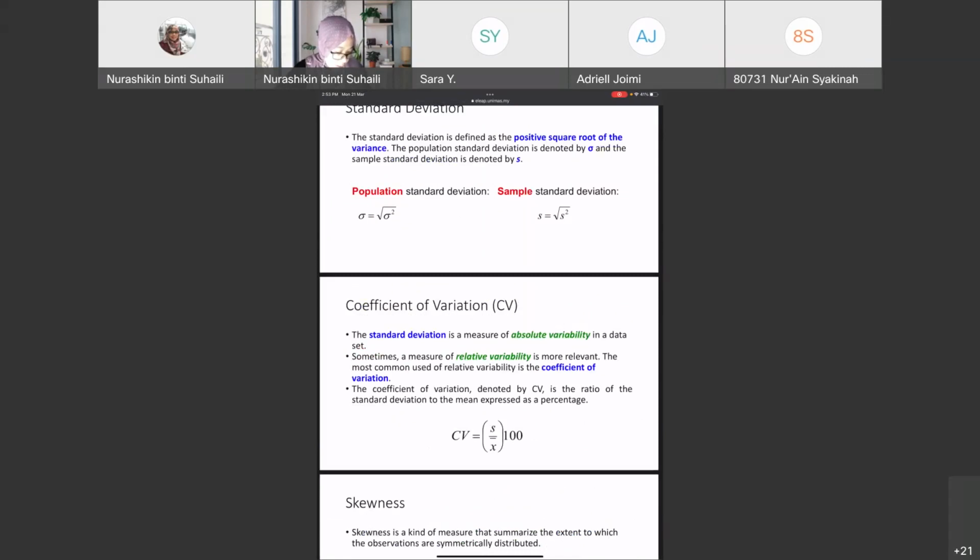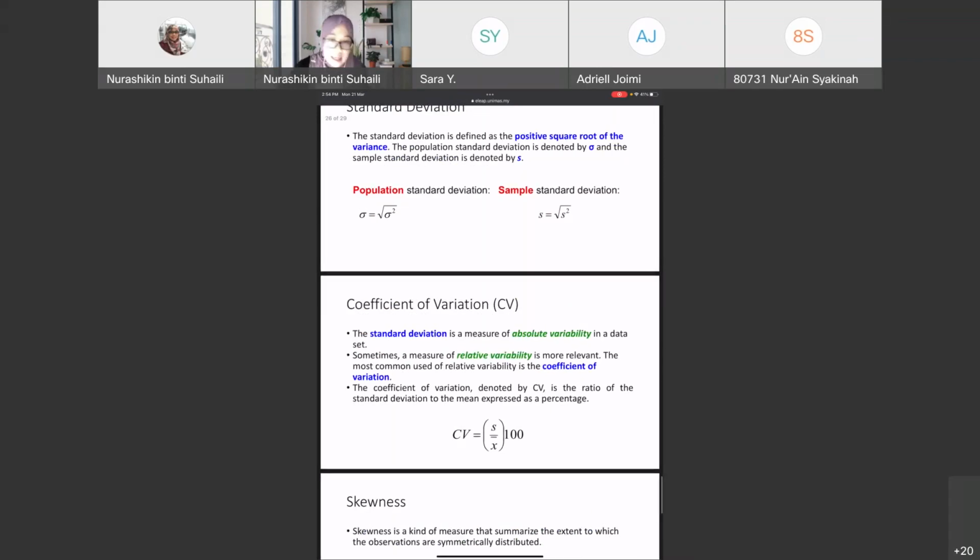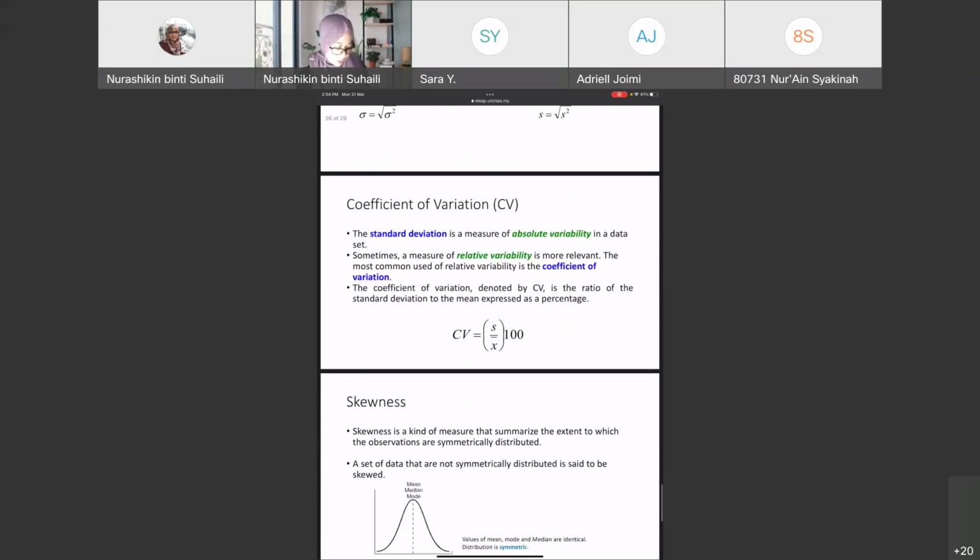Coefficient of variation. What is this one? A measure of relative variability, denoted as the ratio of the standard deviation to the mean expressed as a percentage. So this S is the standard deviation. The X bar in the denominator is the mean of whatever the sample. It means they want to know how much the deviation is per the mean value, times by 100. So that is the coefficient of variation.